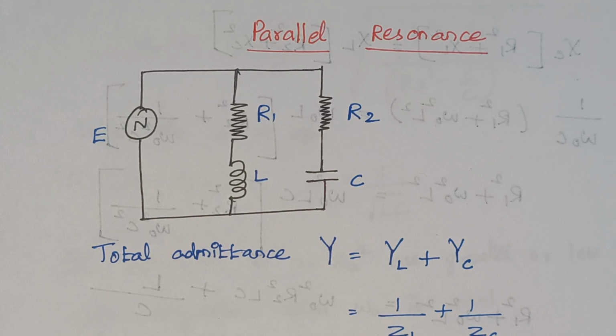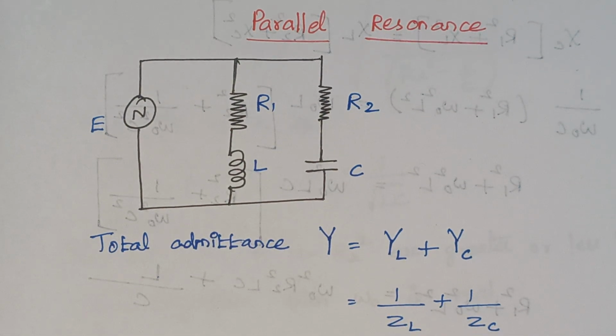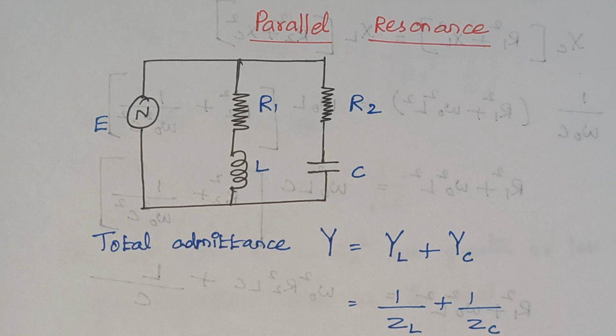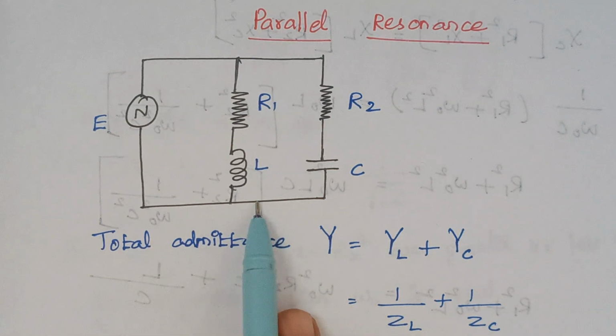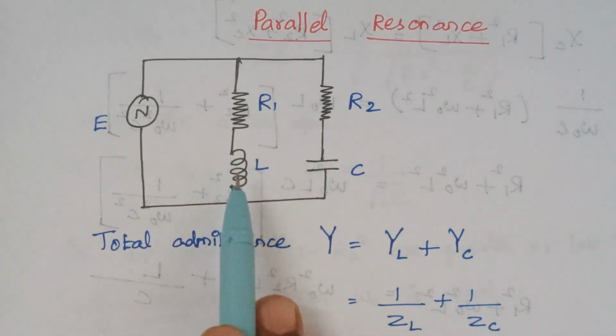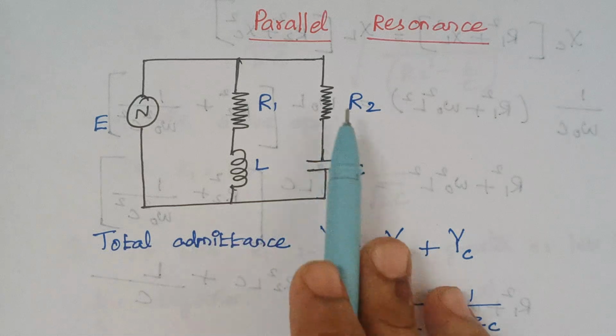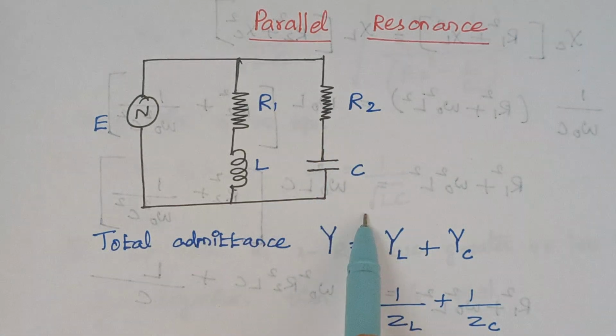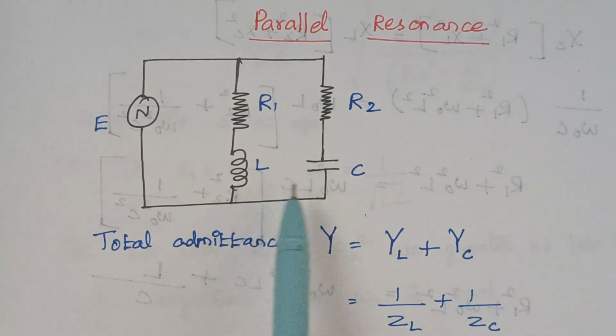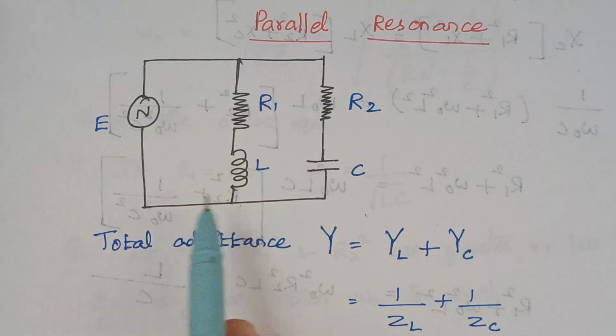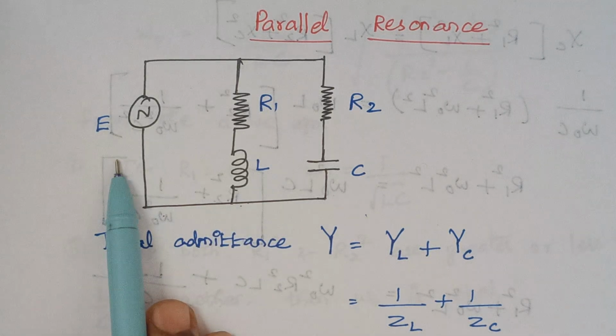Today we are going to see a derivation about parallel resonance. So here when the elements are connected in parallel, then the circuit is said to be a parallel circuit. Regarding here, we are having R1 and L as one branch and R2 and C as the other branch. These two branches are parallel to each other and they are connected across a voltage source E.